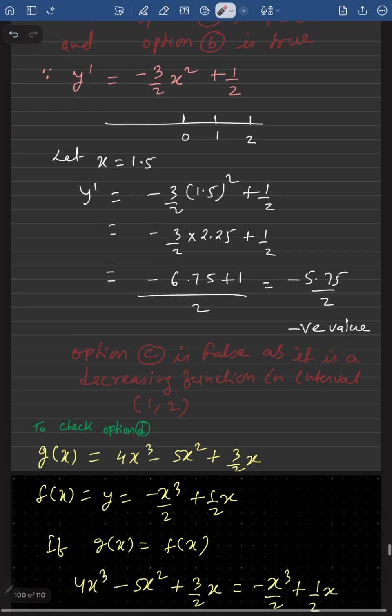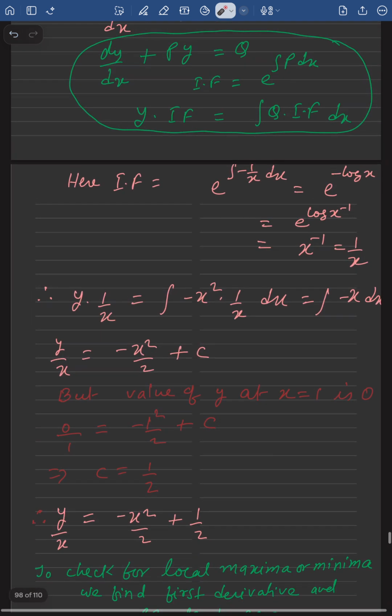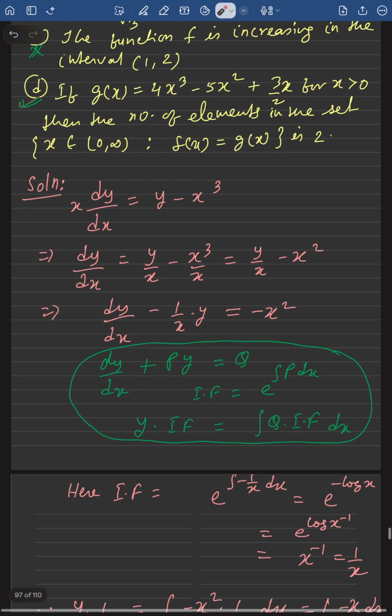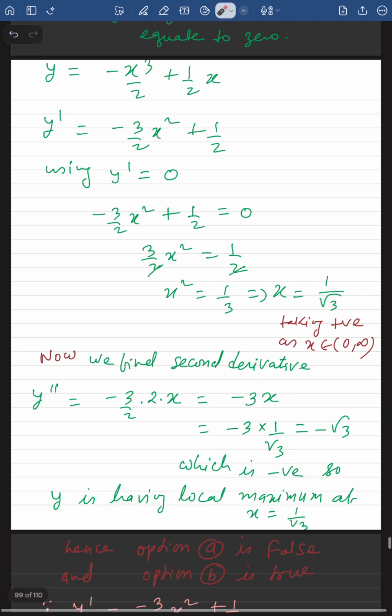If you are not sure about this, I will just show you that gx. Let us see. Option D, gx is this. For x greater than 0, the number of elements in this set, in which fx equal to gx and x belongs to this 0 to infinity interval, if these conditions are fulfilled, then the number of elements in this set will be 2, meaning only 2 values of x are possible. That you have to show. We will see whether it is right or wrong after the simplification.